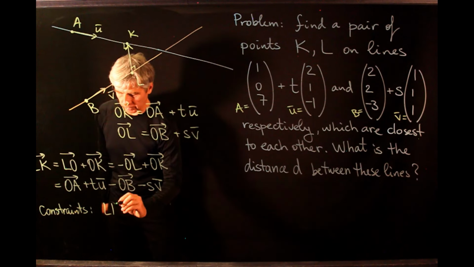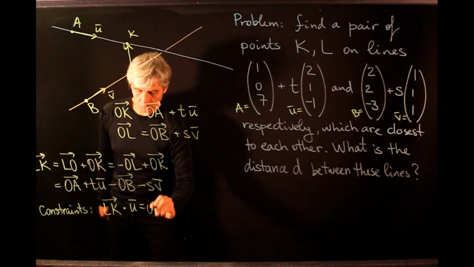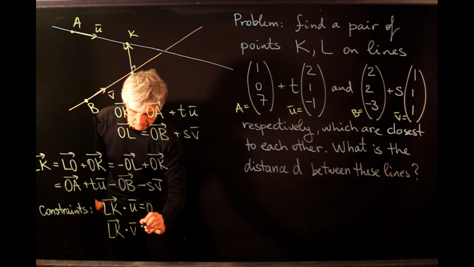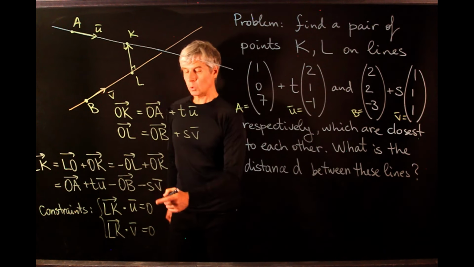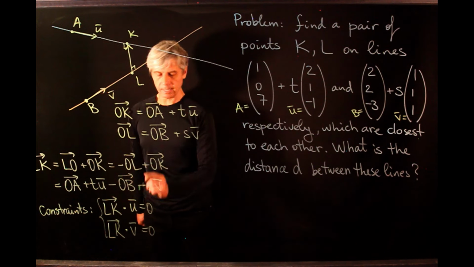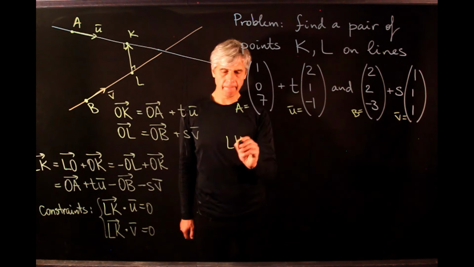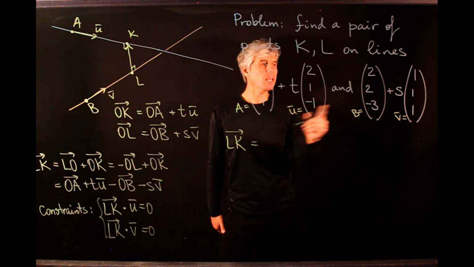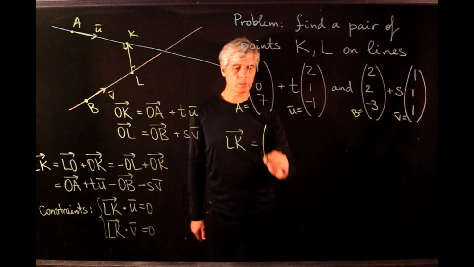So the dot product of LK with U must be equal to 0. And the dot product of LK with V must also be 0. So here we're going to get two equations that will help us to find two unknowns, S and T. Now let us write down this vector LK explicitly. So to obtain this vector, we essentially take the coordinates of K and subtract the coordinates of L. So here we're going to get the following vector.